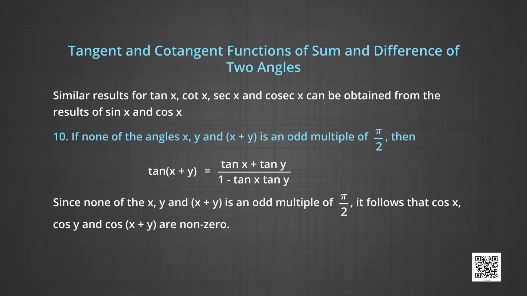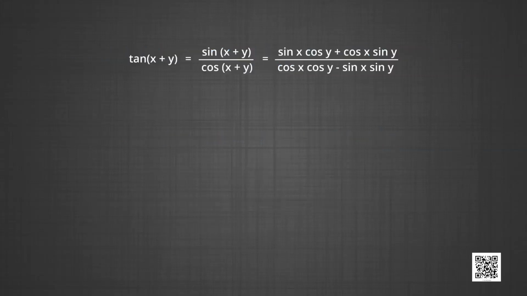Since none of the x, y and x plus y is an odd multiple of pi by 2, it follows that cos x, cos y and cos of x plus y are non-zero. Now, tan of x plus y can be expressed as sin of x plus y divided by cos of x plus y. We know the formula for these two identities. So, tan of x plus y can further be expressed as sin x cos y plus cos x sin y divided by cos x cos y minus sin x sin y.